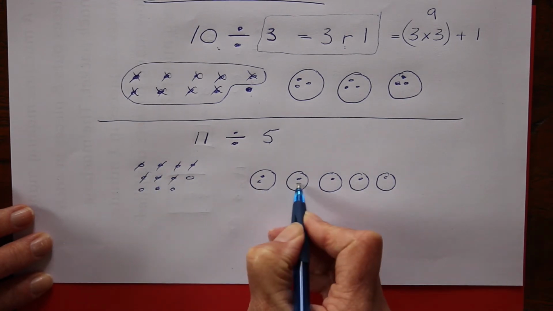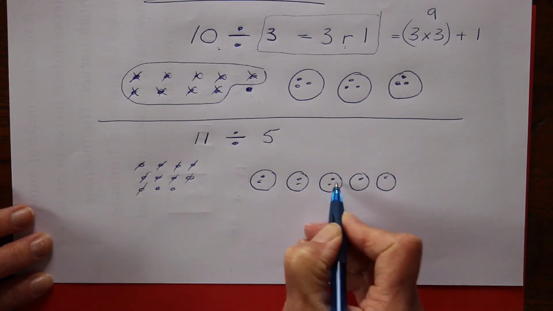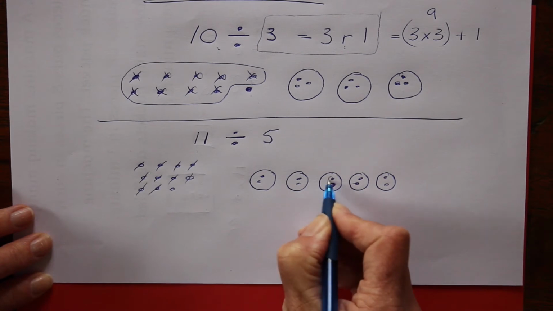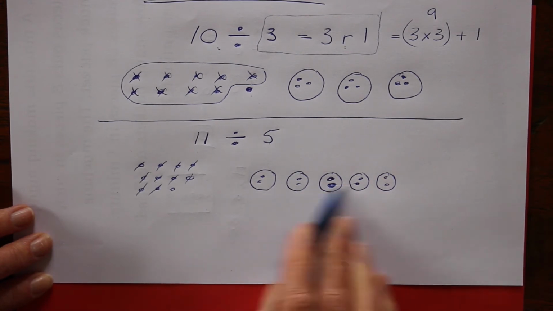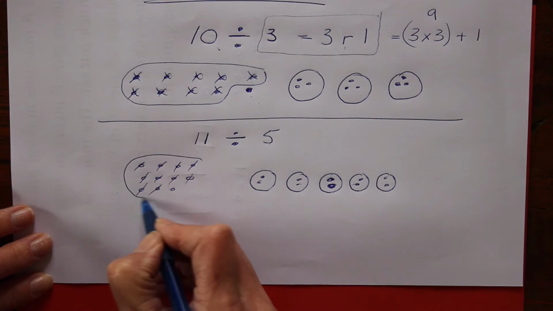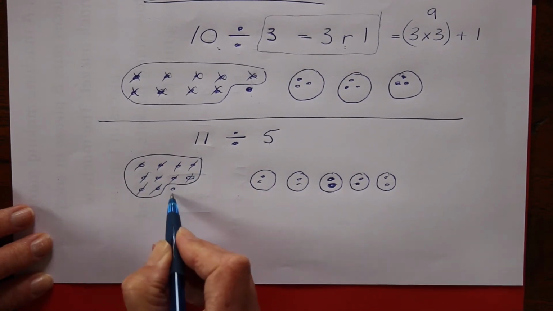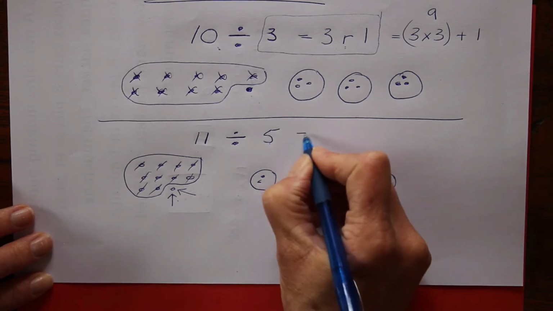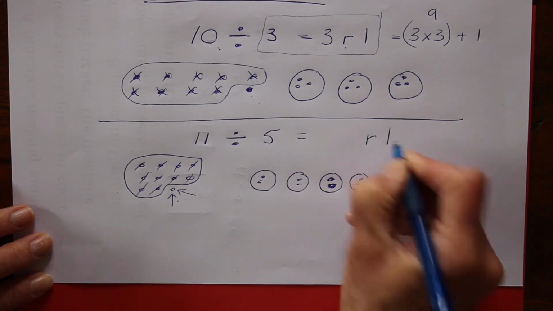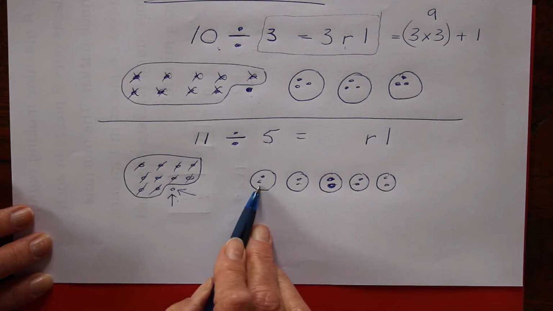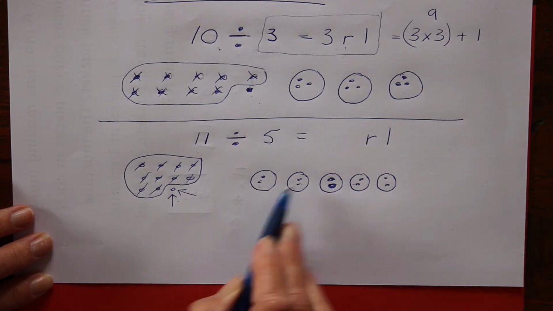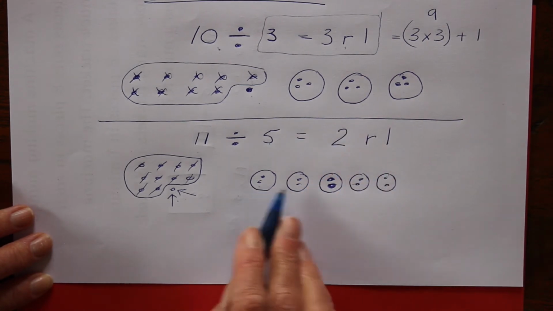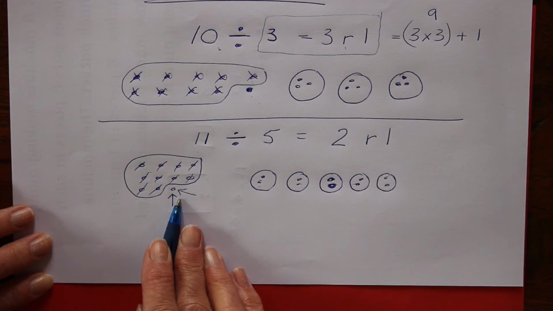Make sure that I've got 1. So in each one I've got 2, and I've dealt with these, but I've still got 1 I haven't accounted for. So I know I'm going to have remainder 1. So when I've got my equals, I'm going to have a remainder 1. And inside these 5, here's my 5 groups, and inside each of my groups I've got 2. So my answer is 2, remainder 1.